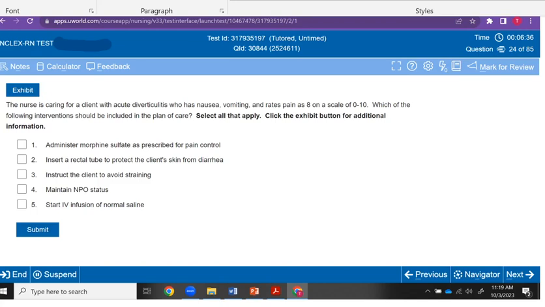Okay, now we're moving on to diverticulitis. Oh, y'all gonna get this right. I can feel it. The nurse is caring for a client with acute diverticulitis who has nausea, vomiting, and rates their pain on a 0 to 8 scale.